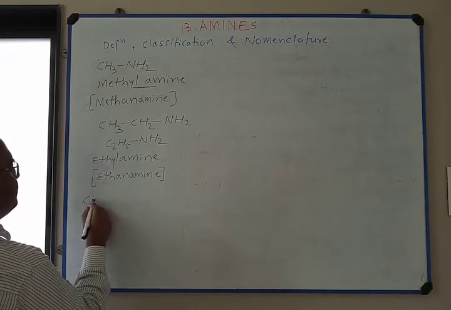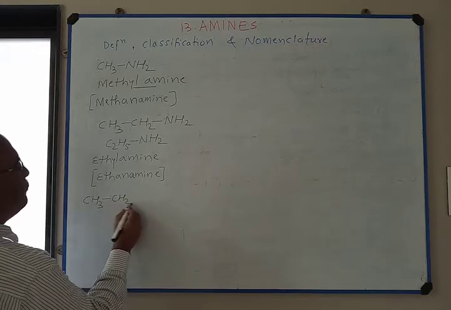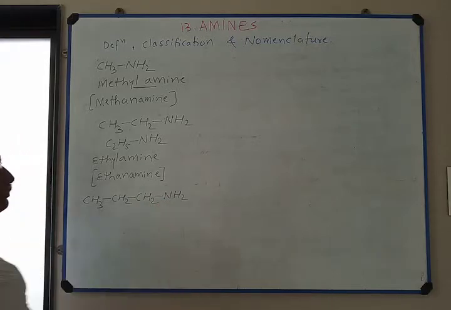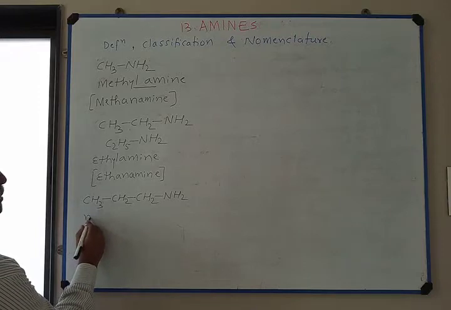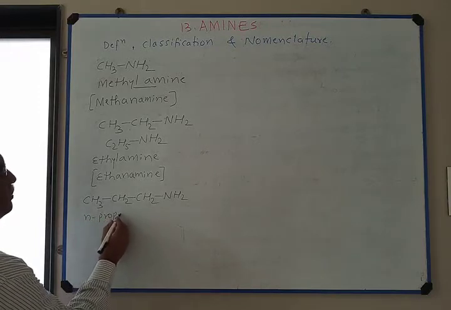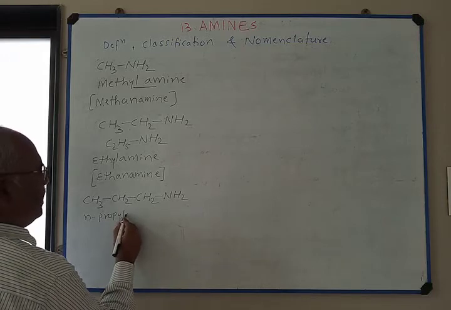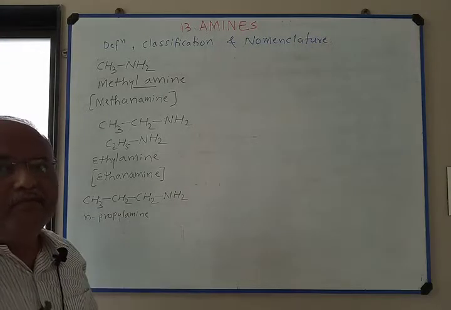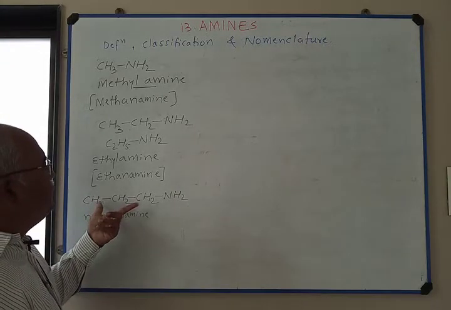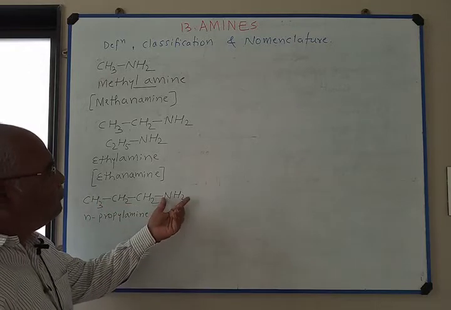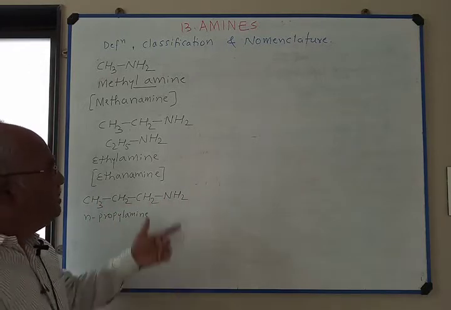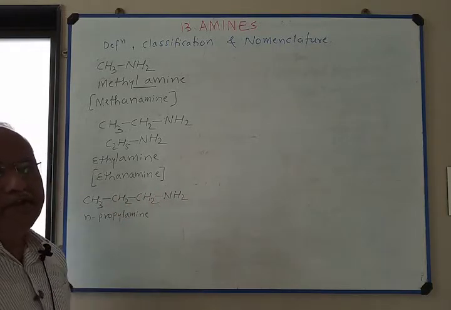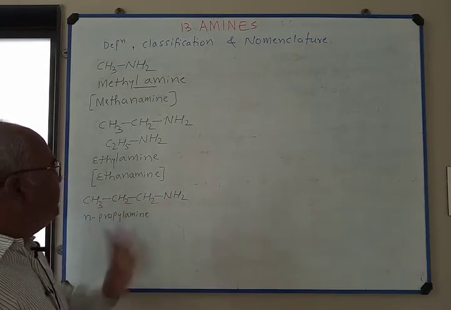Next, CH3 single bond CH2 single bond CH2 single bond NH2. This is n-propylamine. The group is n-propyl group and I write word amine. In common system, the names are written according to the name of alkyl group. NH2 group is the functional group. It is known as amino group. It is the example of primary amine. Primary amines contain NH2 group.